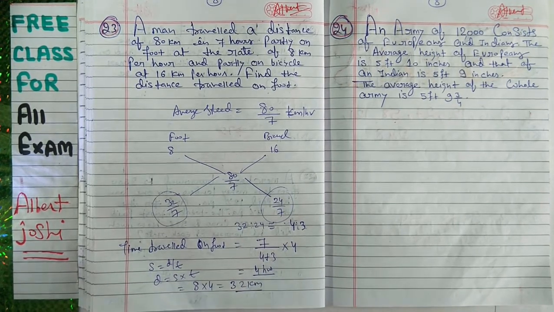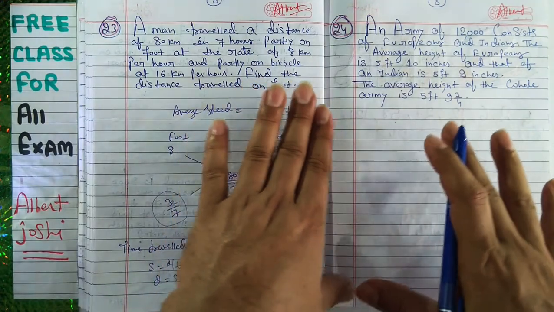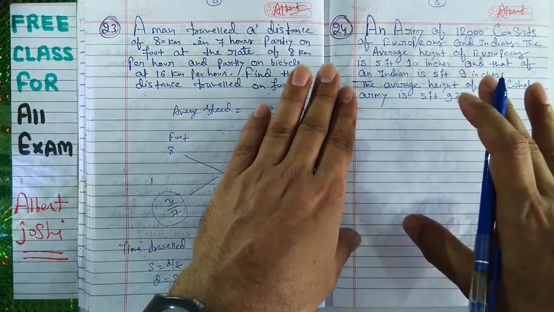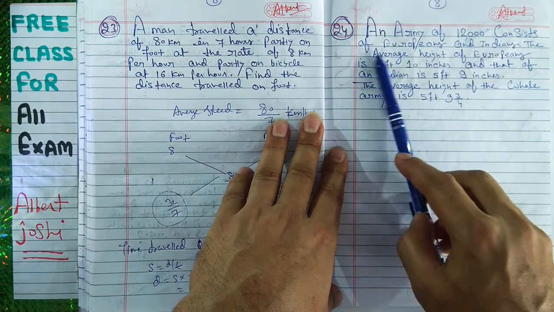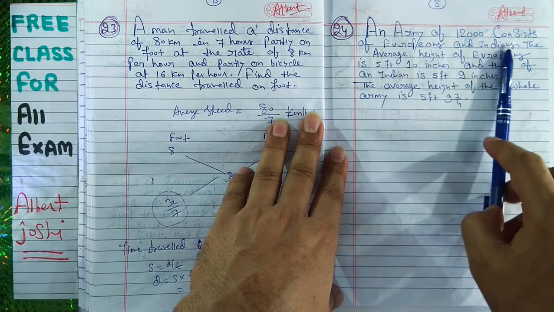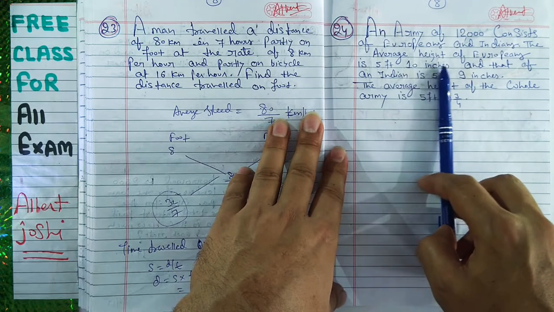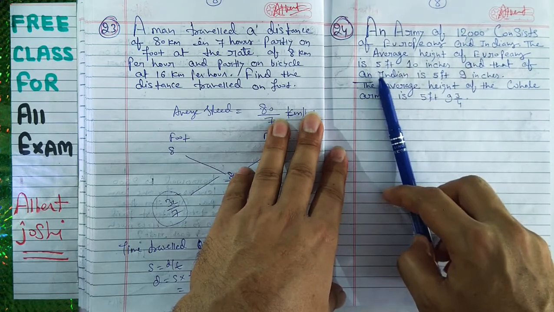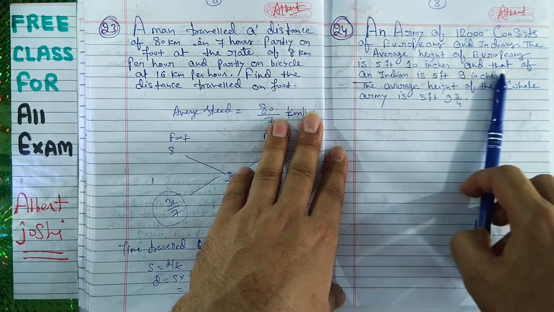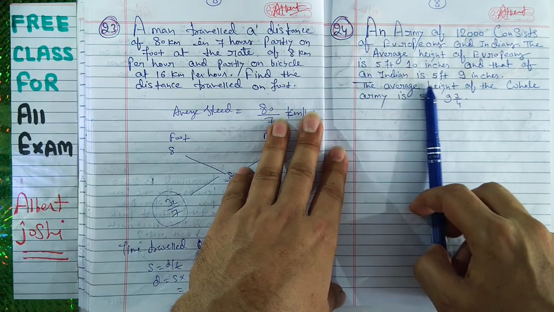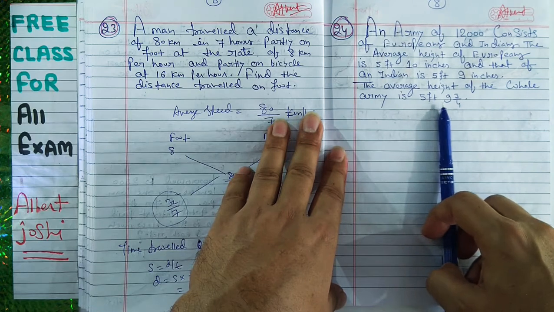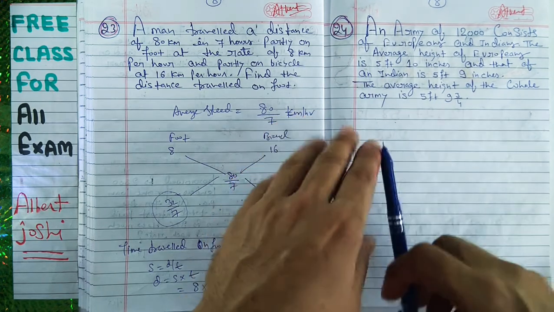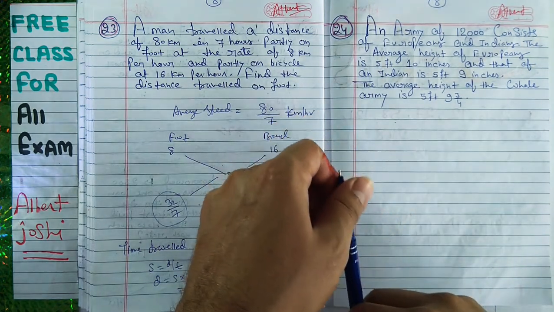That is your answer. Now we are coming to the next question, which is also famous. An army of 1200 consists of Europeans and Indians. The average height of Europeans is 5 feet 10 inch and that of an Indian is 5 feet 9 inch. The average height of the whole army is 5 feet 9 and 3 by 4 inch. So what is he asking?